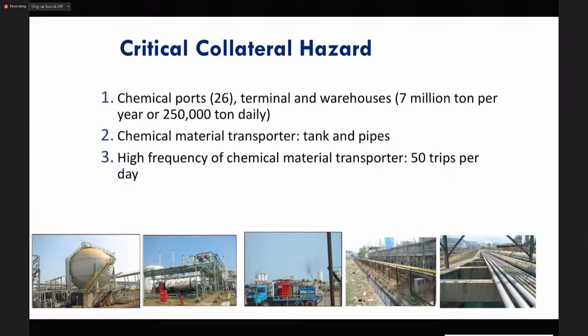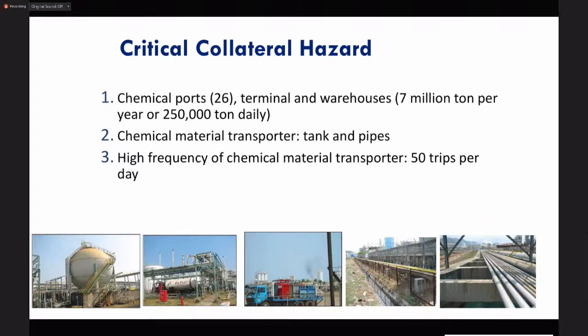Most of the industry is not only chemical industry, but the chemical port, where all the chemical material will be put in the warehouses. And then you can see the terminal warehouses, and then the problem also related with the transporter and the high frequency of this transporter. So this collateral hazard should be mapped also into our risk or hazard assessment.